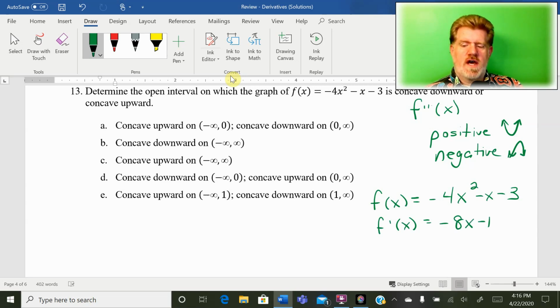Now you might be able to figure it out already. If like, oh my gosh, that's a parabola again. It's negative. I know it's going down. I know it's concave down. But here's how I use calc to prove it.